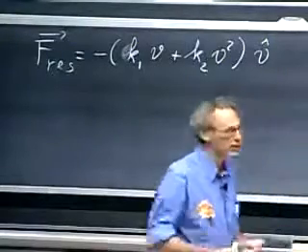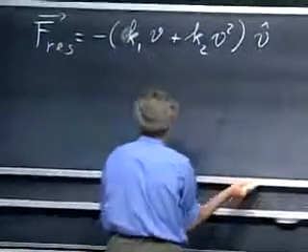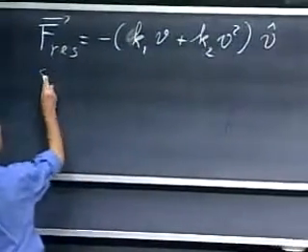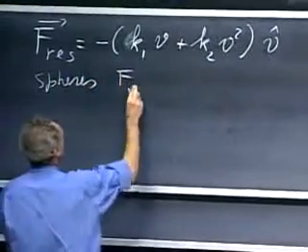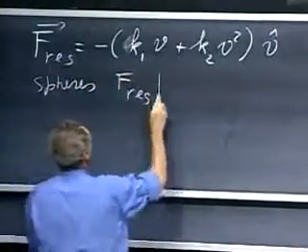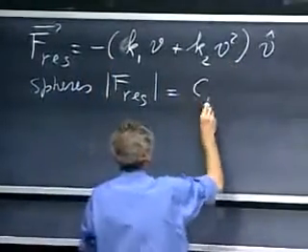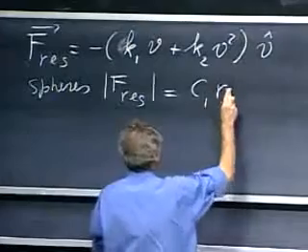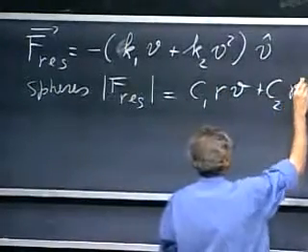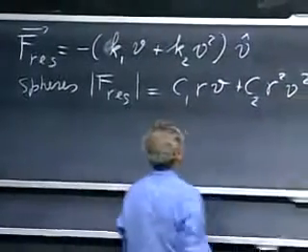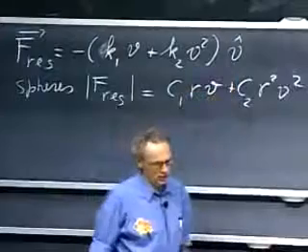Today I will restrict myself exclusively to spheres. And when we deal with spheres, we're going to get that the force, the magnitude of the force, so that's this part, equals C1 times R times the speed plus C2 times R squared times V squared. And again, it's always opposing the velocity vector.